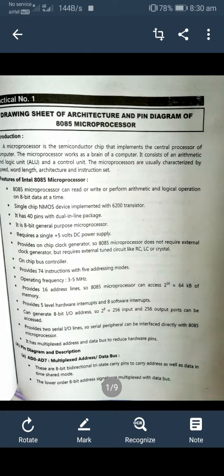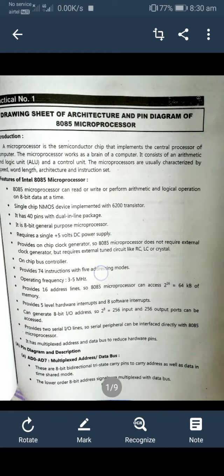Today we are going to start a new topic. Today you have to draw the drawing sheet of architecture and pin configuration of the 8085 microprocessor.